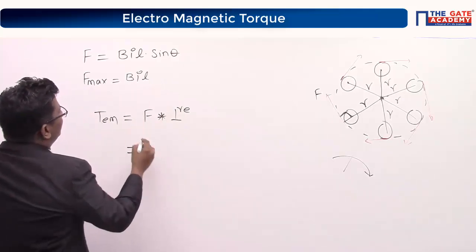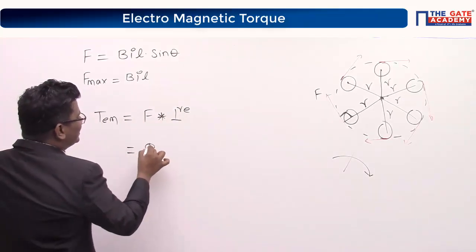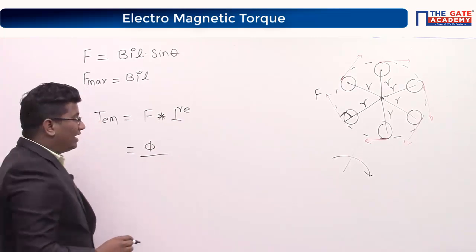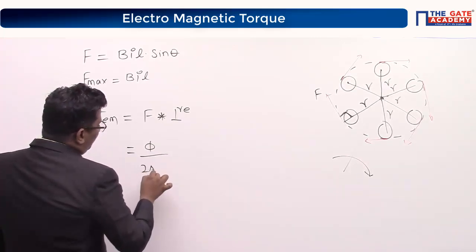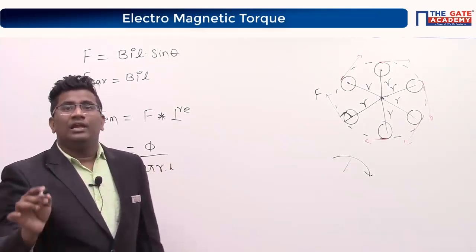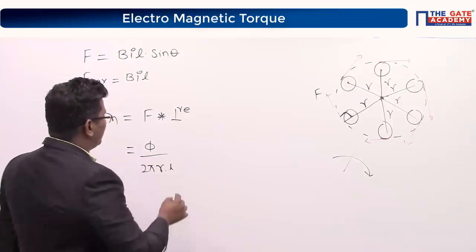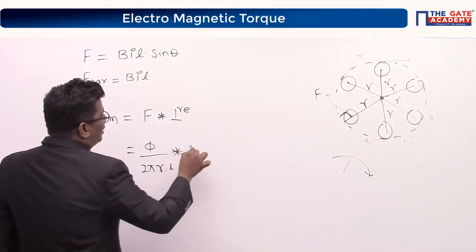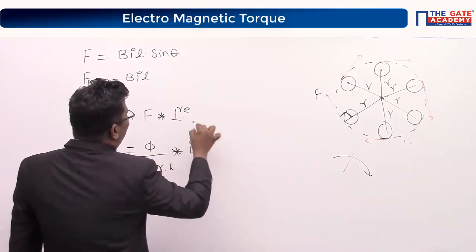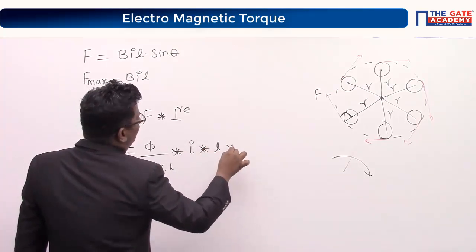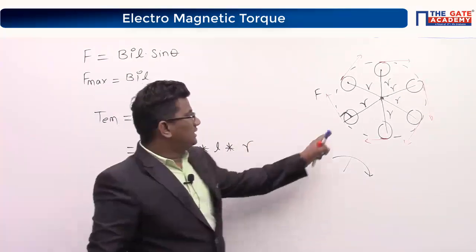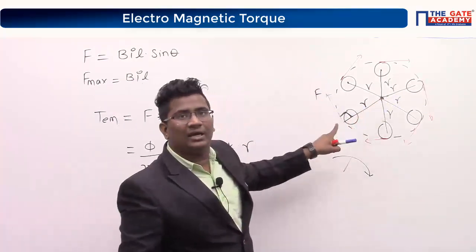What is force here? BIL. Can I write B as total flux divided by area of the core? What is the area of the core? 2 pi r L. Already we have dealt with this in the EMF equation, if you remember. Perpendicular distance from where to where? Center of the rotation to the force vector, correct?